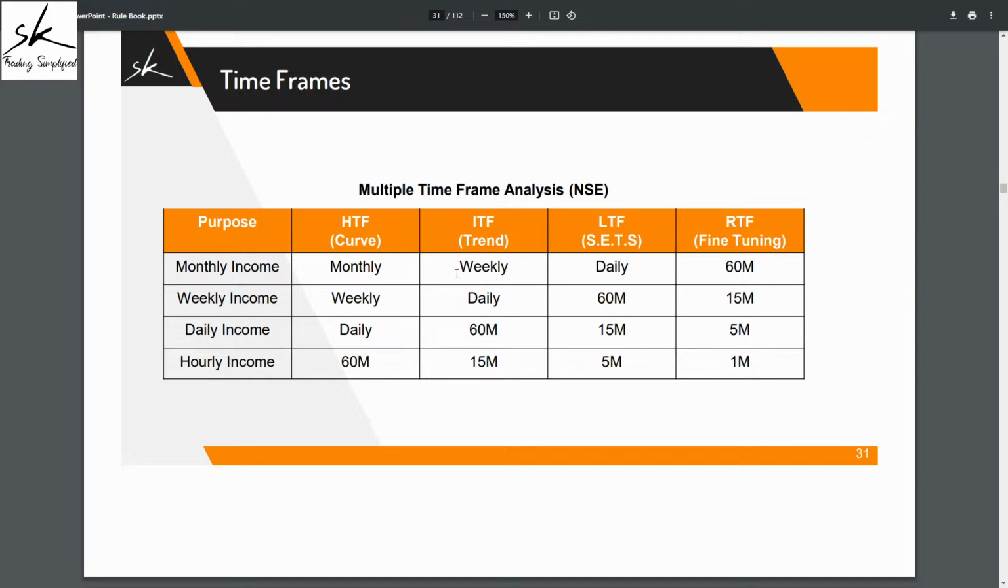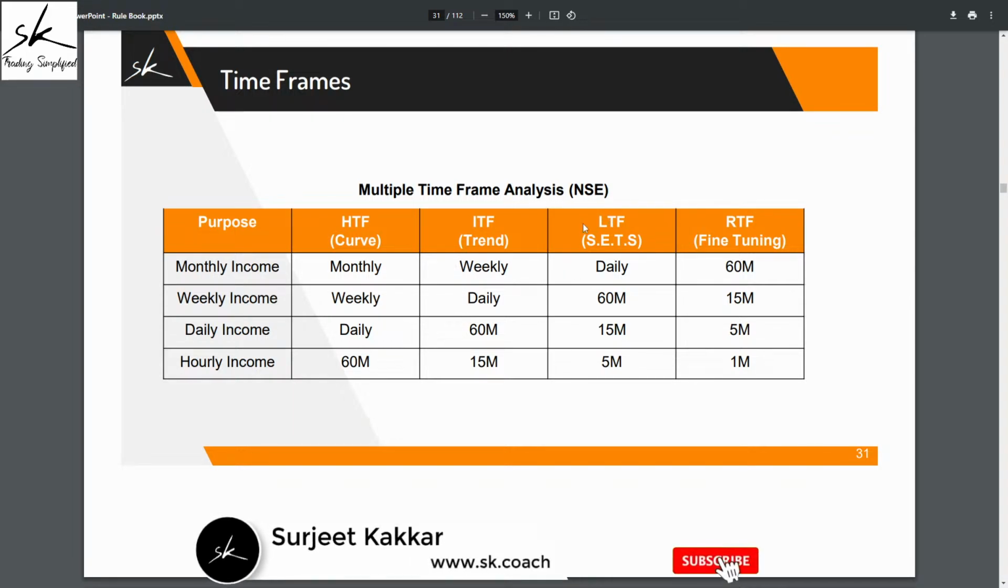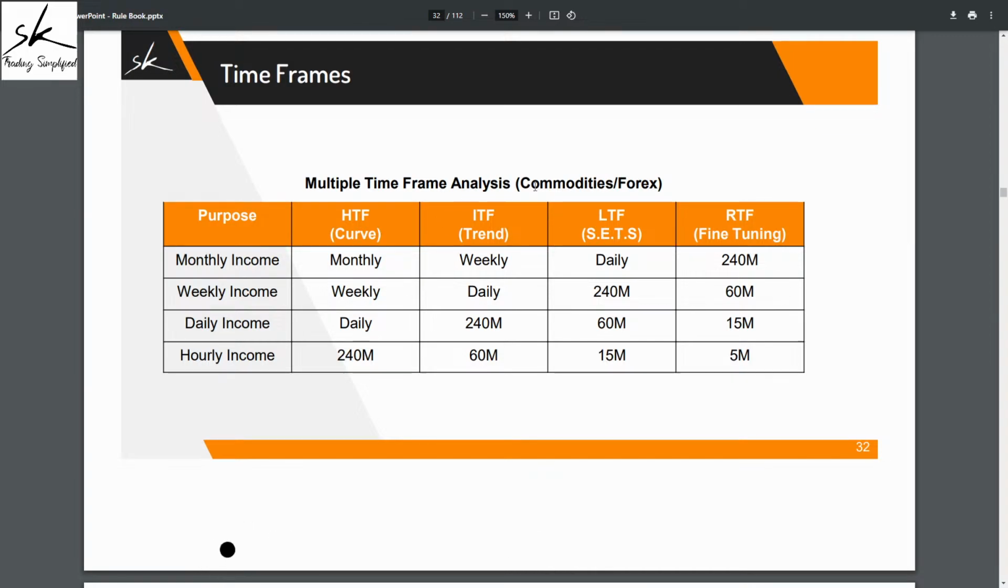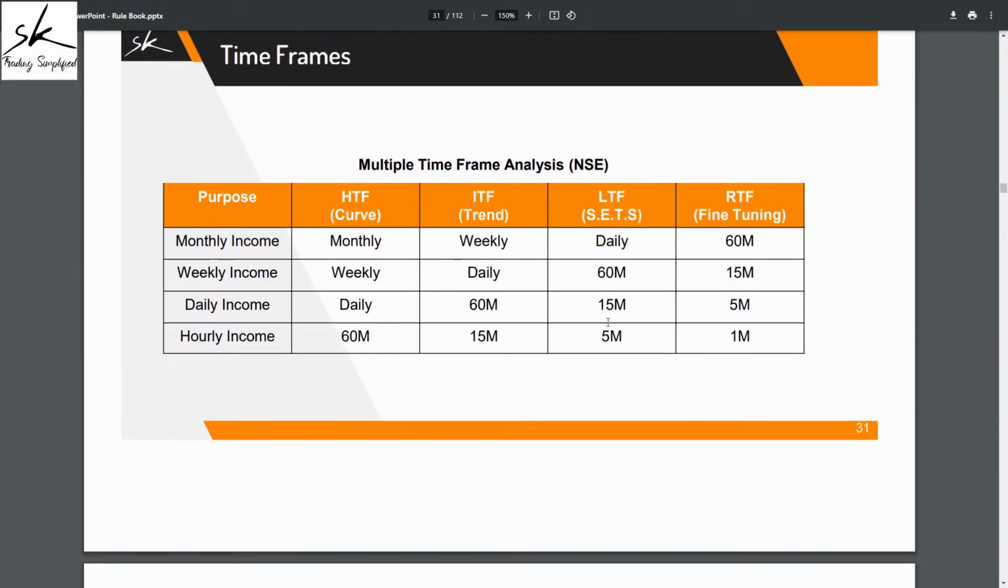Now this table is for the NSE market because this is open for only about 6 hours and 15 minutes, a very short duration during the day. But if you're trading markets which are open for longer durations, then you can refer to the other table. That can be used for commodities, for forex, for cryptos, right? So, whichever markets are open for longer durations, that is what you can refer to. But since we are looking at NSE, we'll be referring to this table.